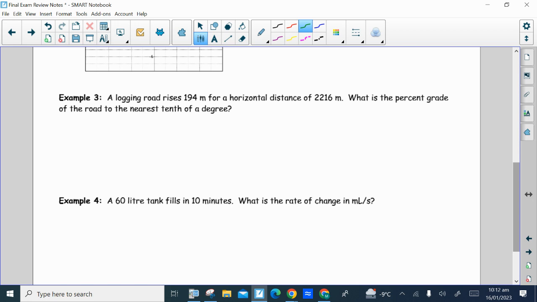Example 3 says a logging road rises 194 meters for a horizontal distance of 2,216 meters. What is the percent grade of the road to the nearest tenth of a degree? Well, again, slope is rise over run. So this is where we would start this. The rise is 194. The horizontal distance will be the run. That's 2,216 meters.